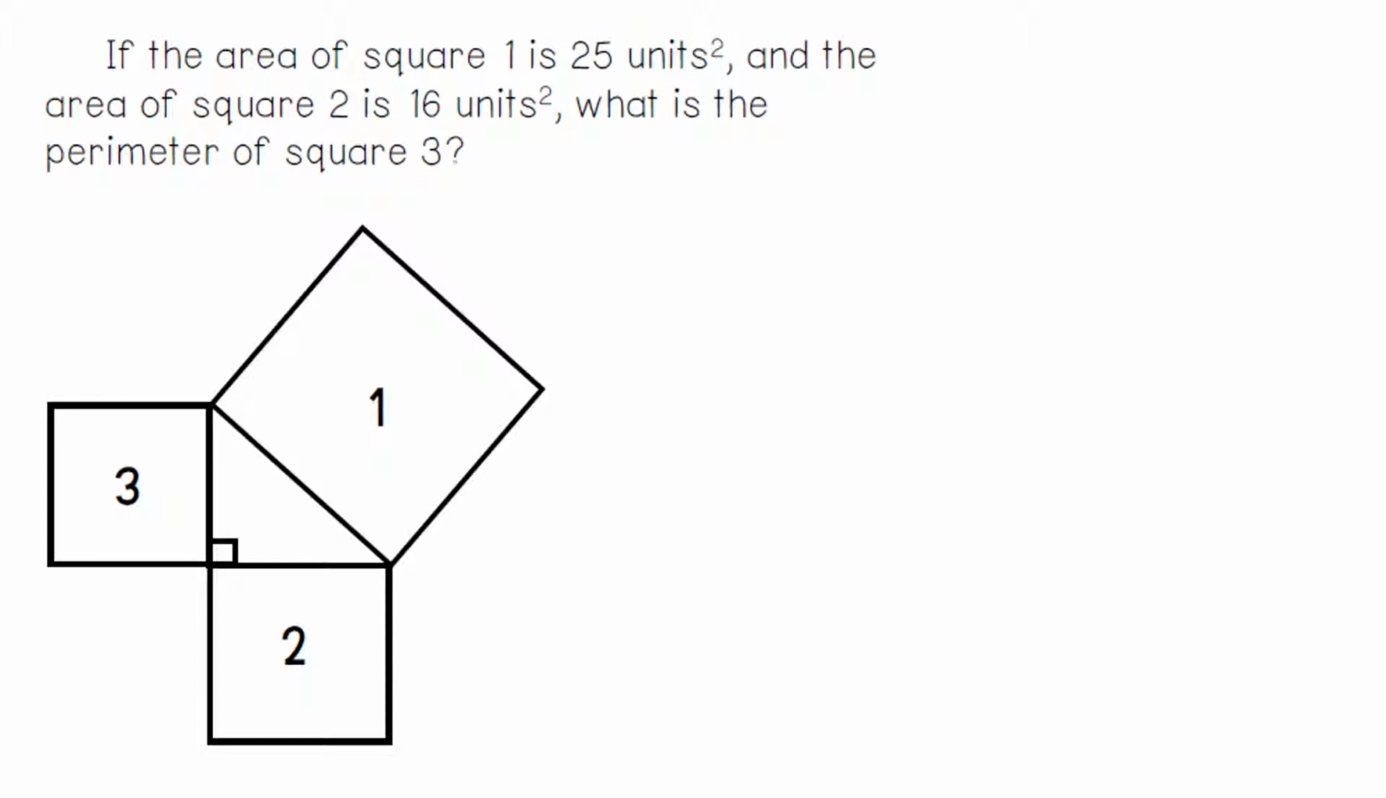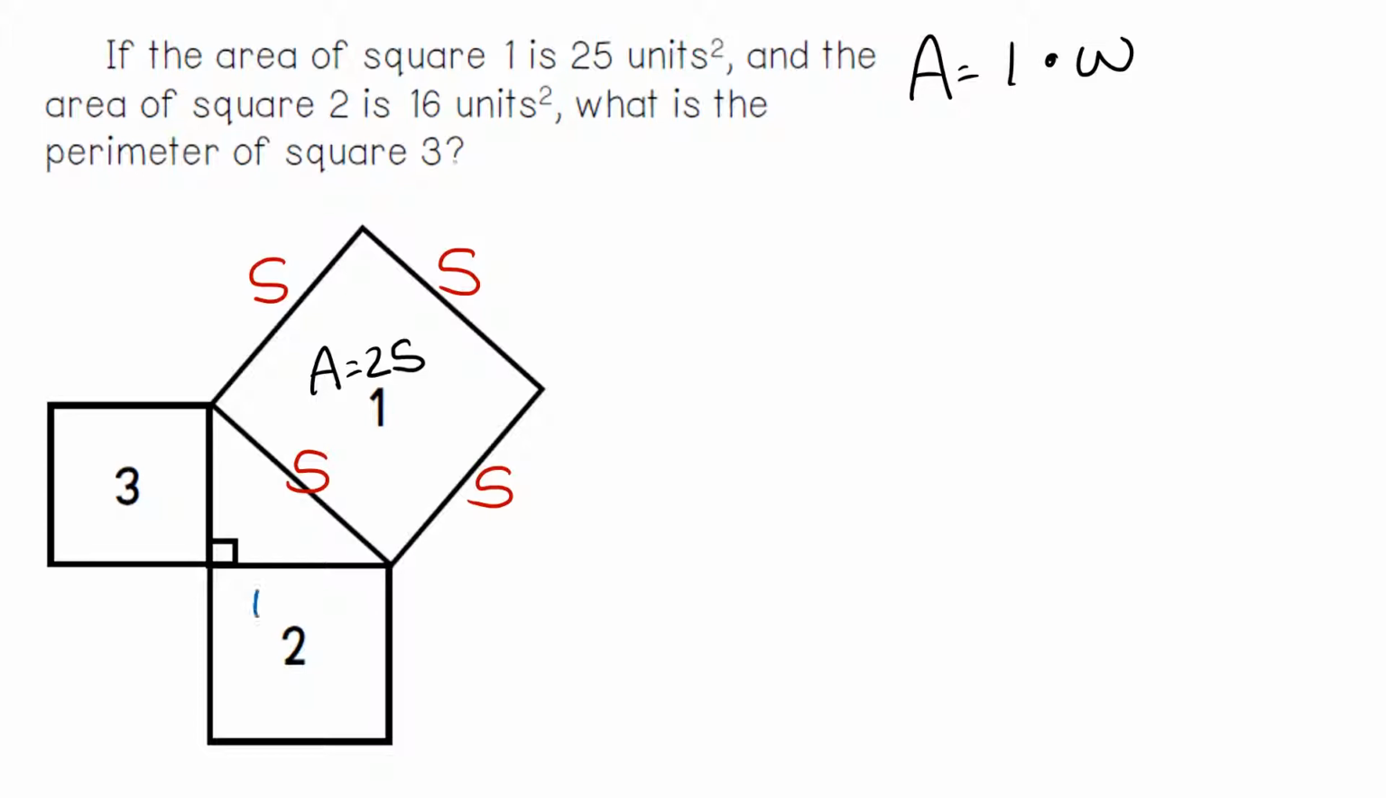If the area of square 1 is 25 units and the area of square 2 is 16 units, what is the perimeter of square 3? So remember, area is length times width. So if the area is 25, that means we are multiplying 5 times 5, each edge, 5 times 5.